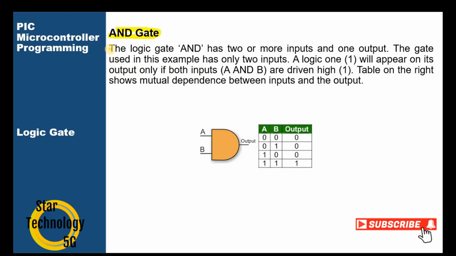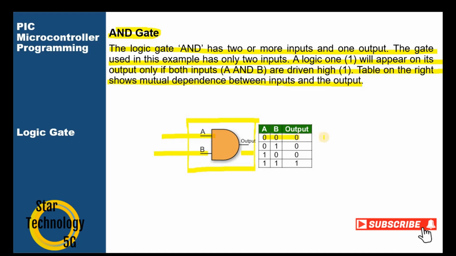AND gate. The logic AND gate has two or more inputs and one output. The gate used in this example has only two inputs. A logic 1 will appear on its output only if both inputs A and B are driven high. The table on the right shows the mutual dependence between the inputs and output. Here is the symbol of the AND gate. It has two inputs and one output.